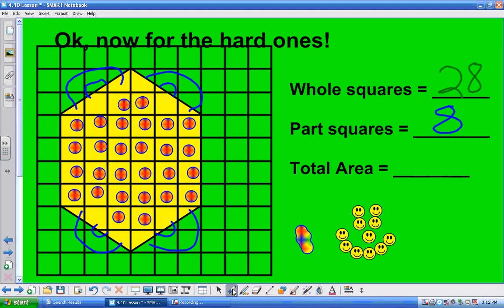Now the total area is going to be what? 36. 36. There you go. 36. Now what unit are we using? Square what? Square centimeters.